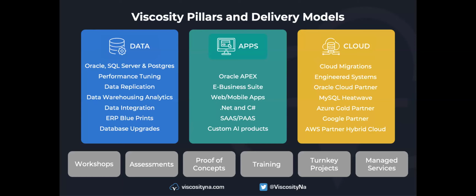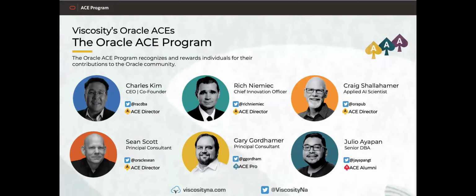This slide shows that Viscosity is built on three main pillars: data, apps, and infrastructure. Across the bottom, a variety of services apply to all three pillars. If anything here speaks to you, or if you have any pain points on any of these topics, just let me know. I'm going to blow through these as quickly as I can so you can get to the good content.